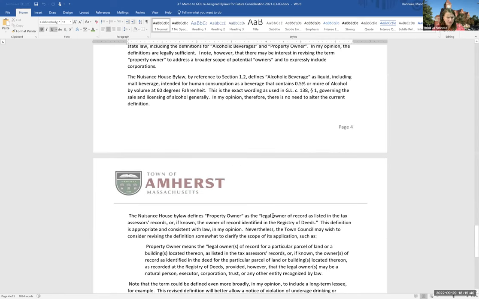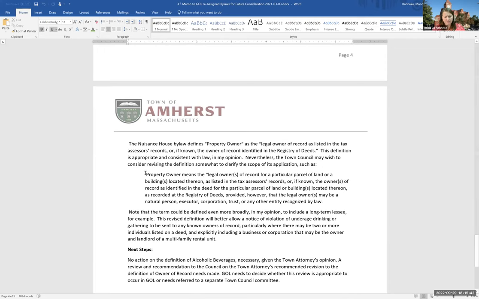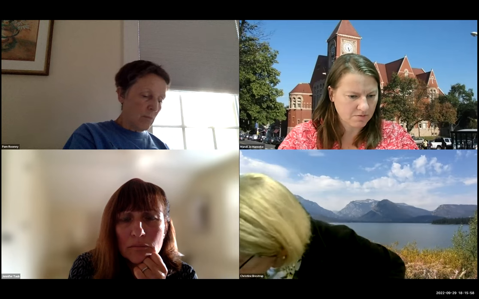And then it talked about property owner, and the legal opinion actually gave us a recommended property owner definition. And let me see if I can pull up something else because I prepared, but it's not on a document. So let me see if I can get it on a document first.